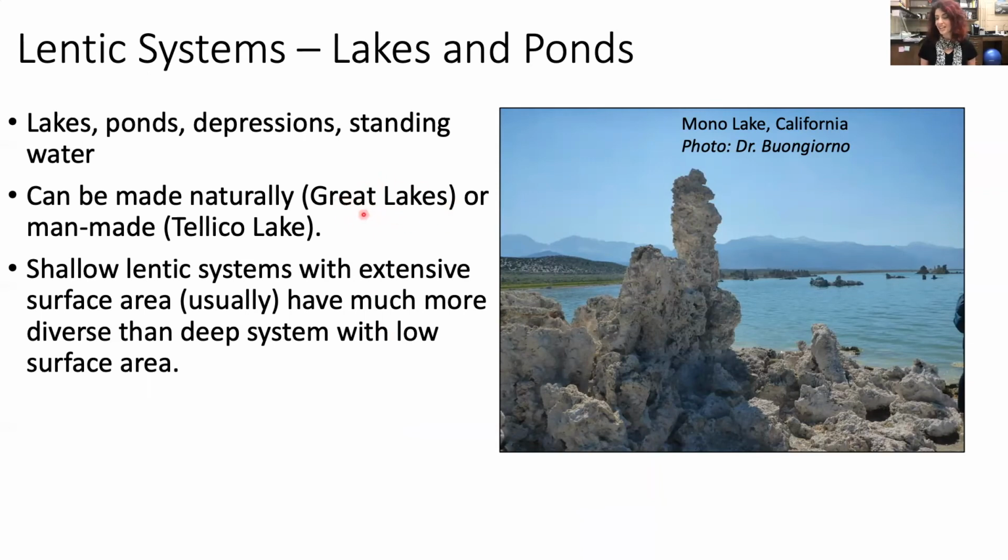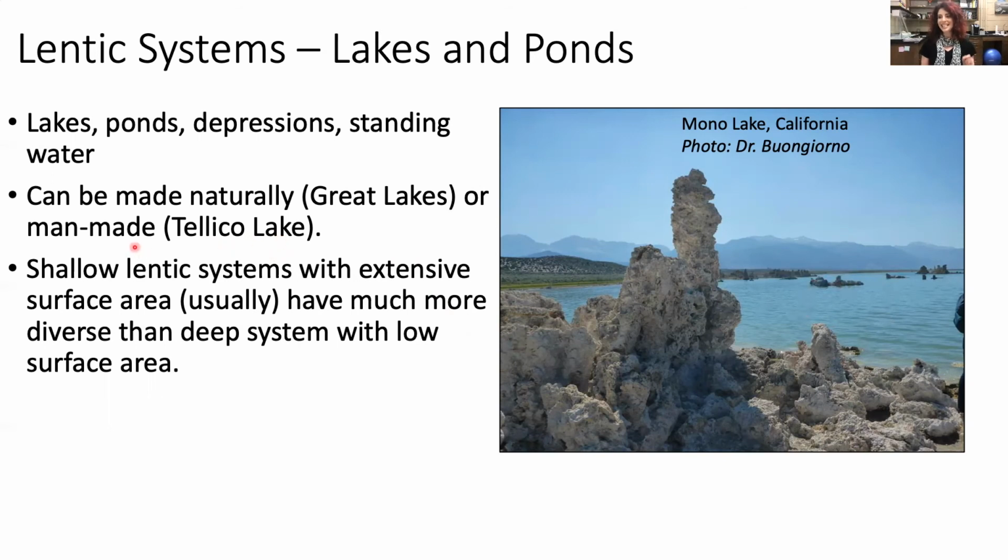Another naturally occurring lentic system is Mono Lake, which is found in California. This is a naturally occurring lake that is hypersaline. It's extremely, extremely salty, and that's because it's highly evaporative here. It's very arid and dry. And so this is a closed basin lake where there's no inflow, no outflow. It's just a standing body of water. You can also have man-made lakes, including Tellico Lake.